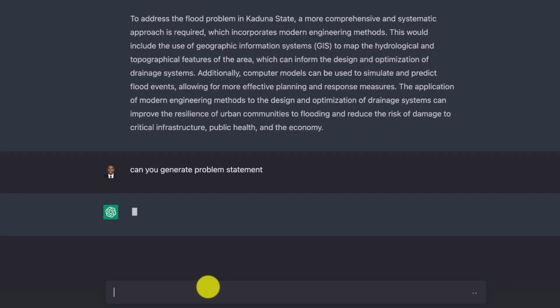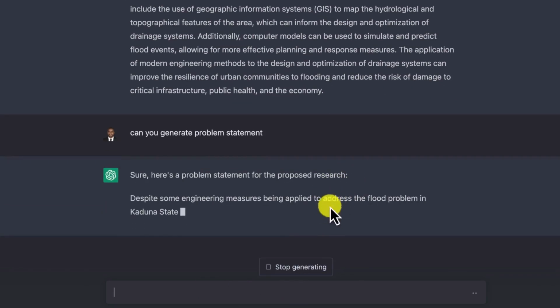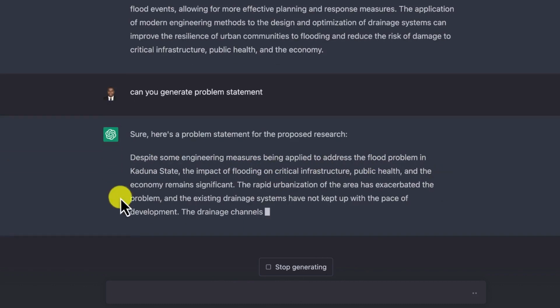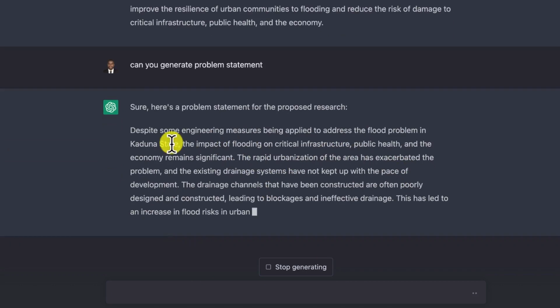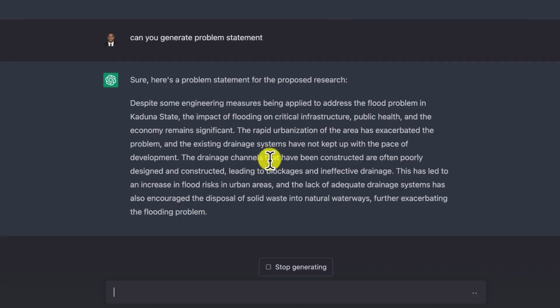So you can just ask, can you generate a problem statement for the proposed research? Okay, so despite some engineering measures being applied to address the flood problem in Kaduna State, the impact of flooding on critical infrastructure, public health, and the economy remains significant. Okay, so you can see it is giving you a direct response.